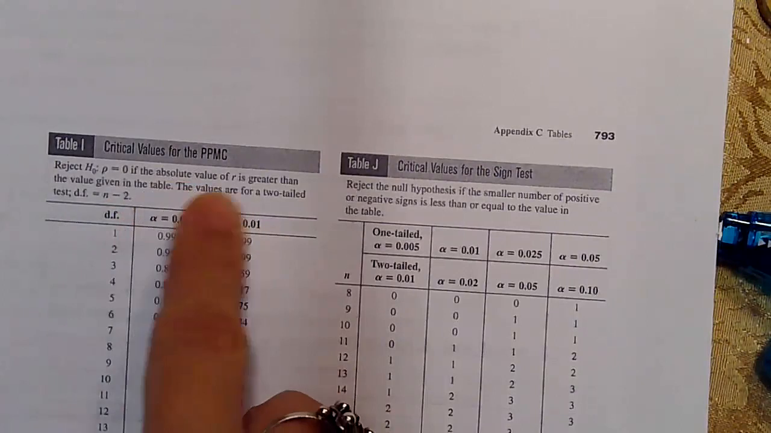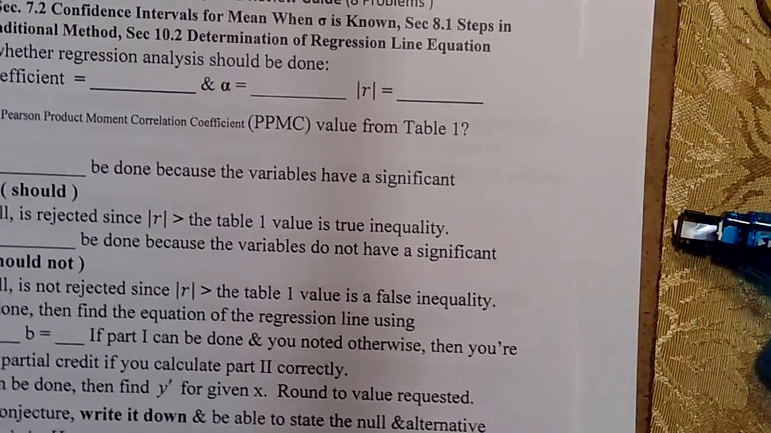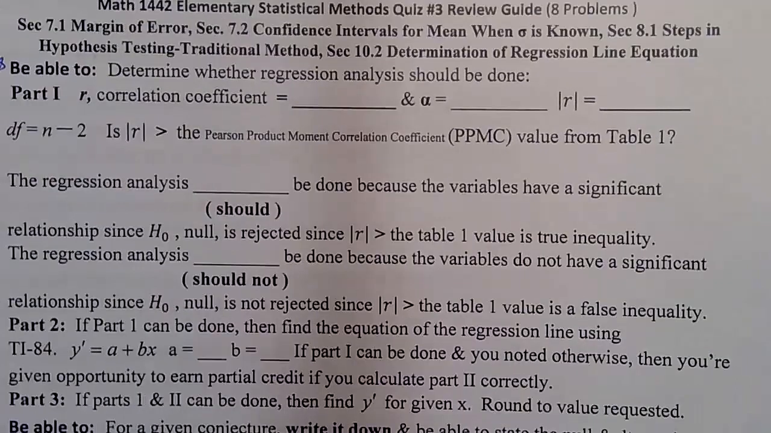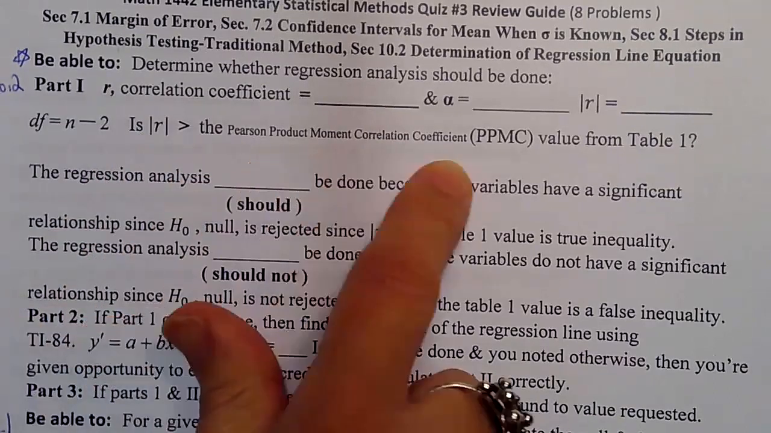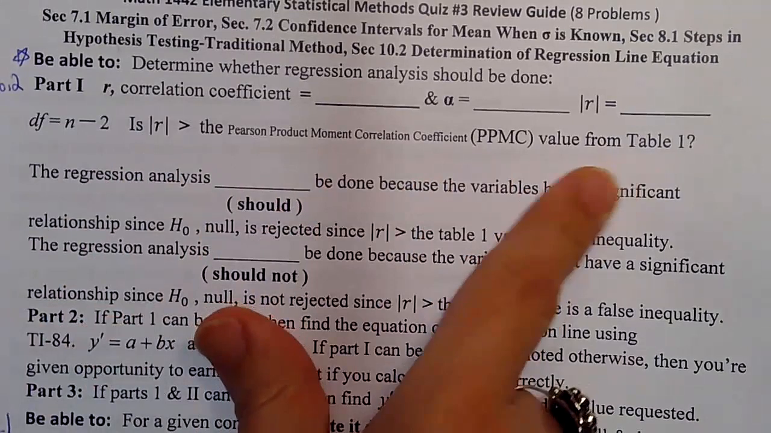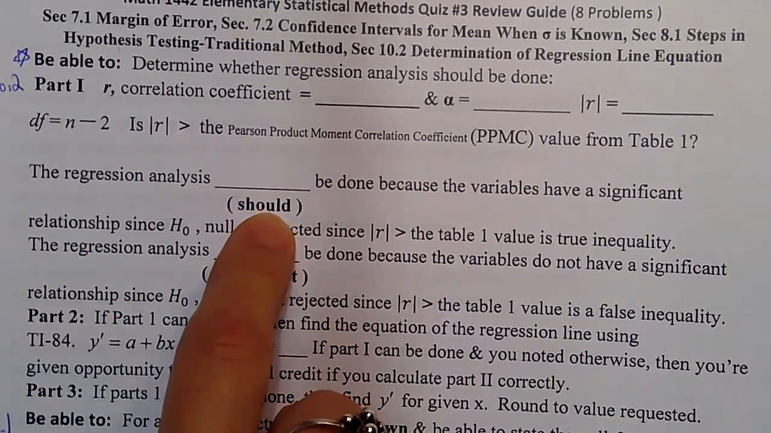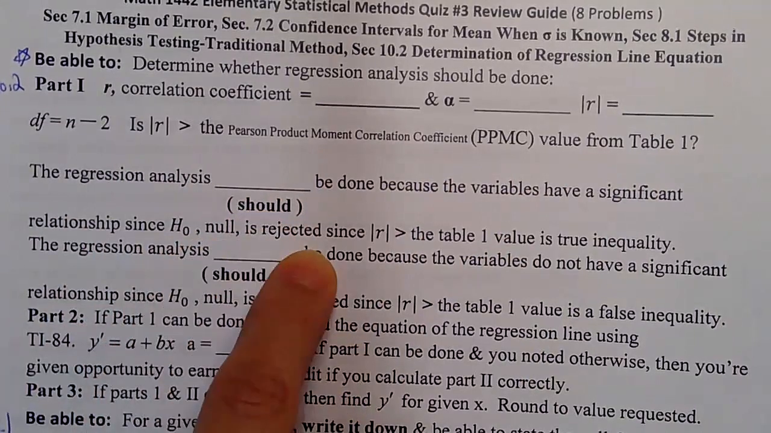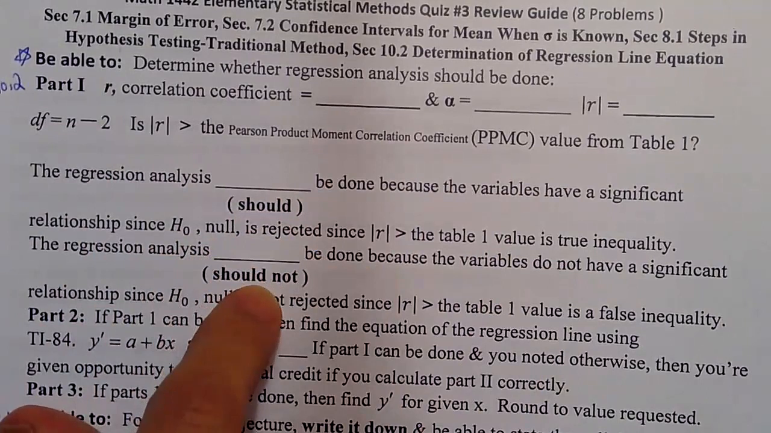We use this statement here to see if it's significant. If it's significant, then we're going to perform multiple regression on it and find the regression equation. So if our absolute value of R is greater than the Pearson product moment correlation coefficient value from the table, then the statement is true and we should do multiple regression. The R value is significant, which means the null is rejected. But if it's false, then we have no business doing multiple regression.